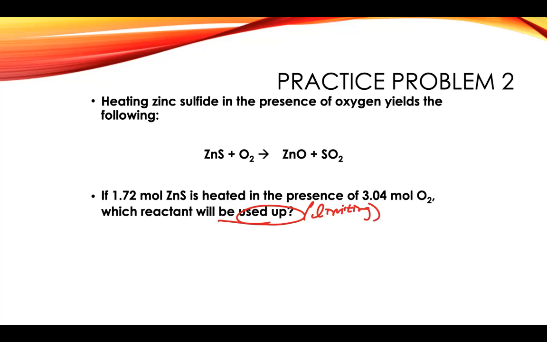So this time I'll use the proportion method. Again, just pick one of the two reactants. It doesn't matter. So I'll just pick 1.72 moles of zinc sulfide. You put it on top of its mole ratio. So that's 1 mole of zinc sulfide. Is this balanced? I didn't even check. Oh, it's not.